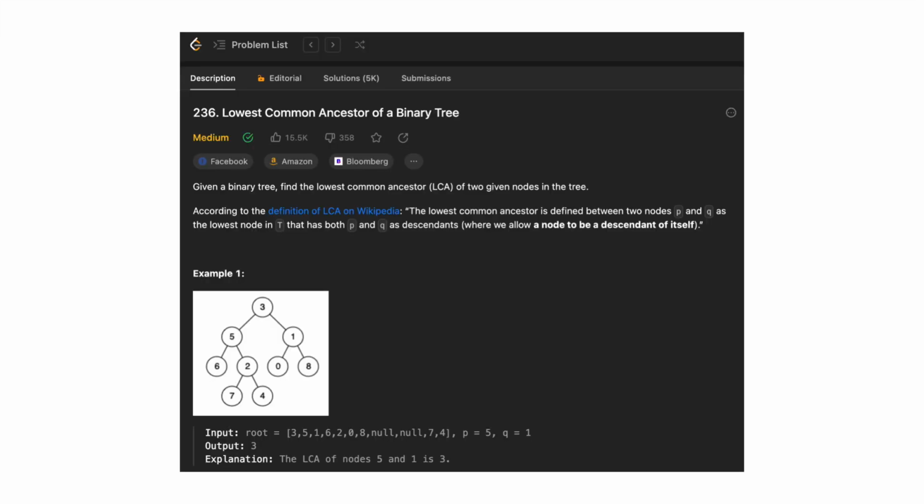Hello world. Today we will solve one of the great recursion problems, lowest common ancestor. Please read the problem first.